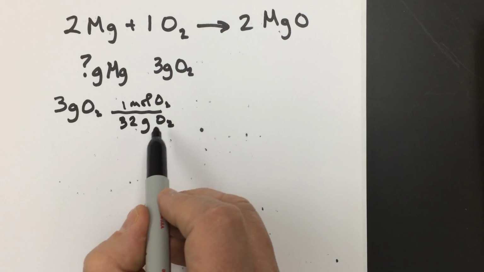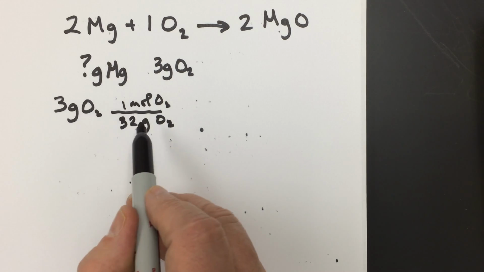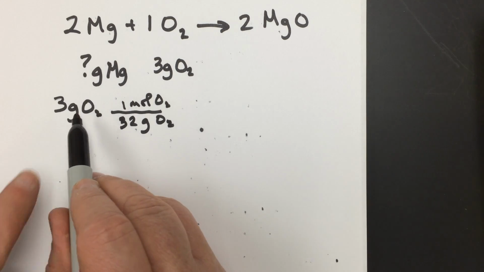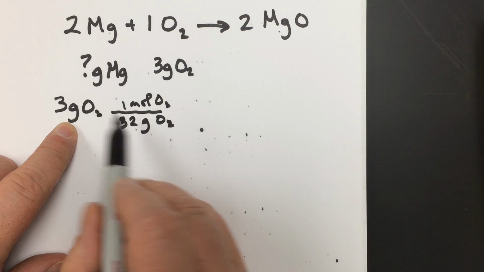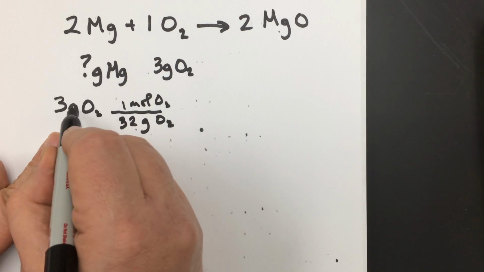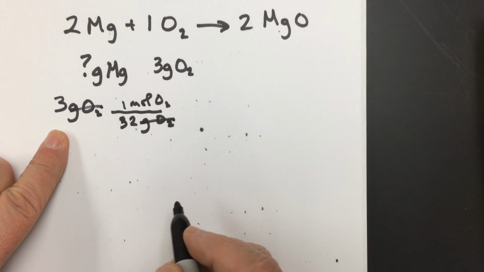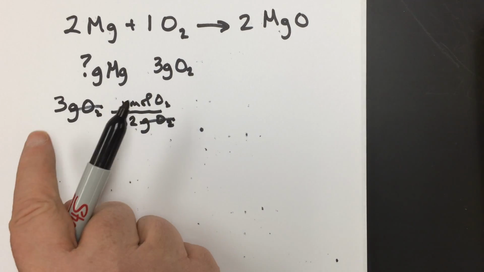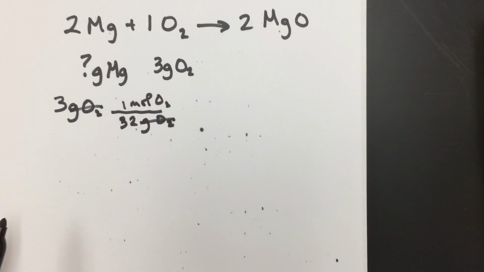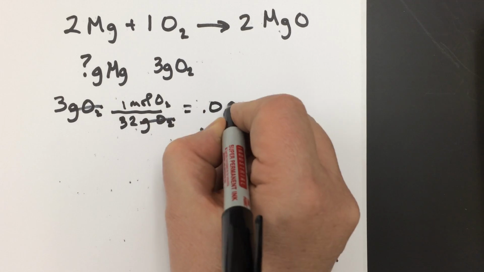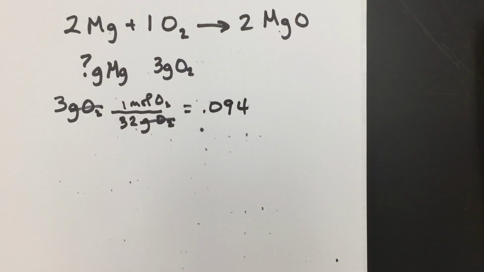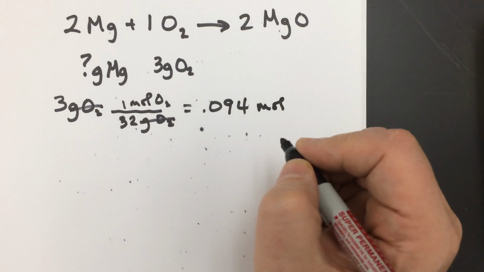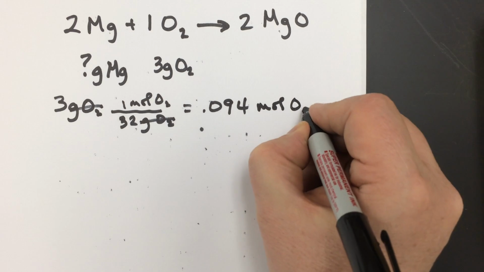Now, I put grams on the bottom because I have grams up here. I want it to cancel. I'm trying to get to moles. So if I want to cancel grams, I have it on the top and bottom, and anything top and bottom cancels. So grams of oxygen cancel. My answer is now in moles. So I find it by taking the 3 and dividing by 32. So 3 divided by 32 equals 0.094, let's say 375, 0.094 moles of oxygen.